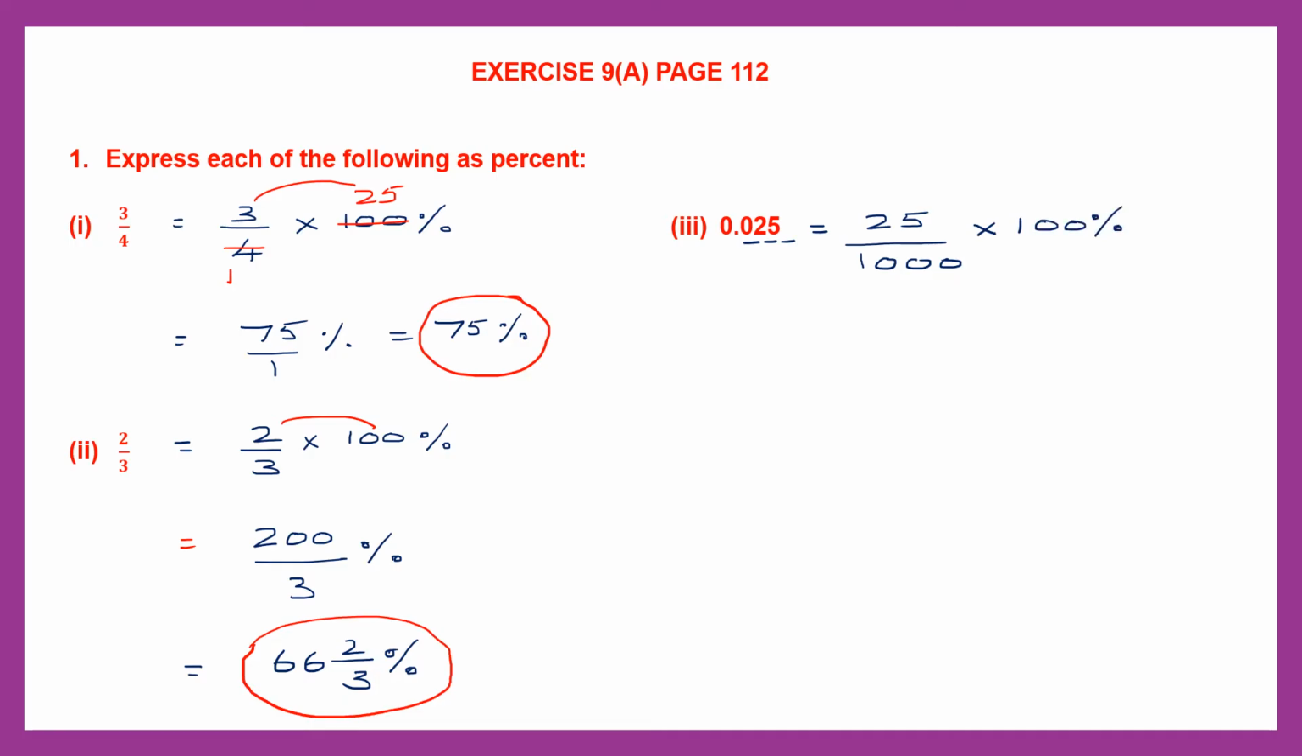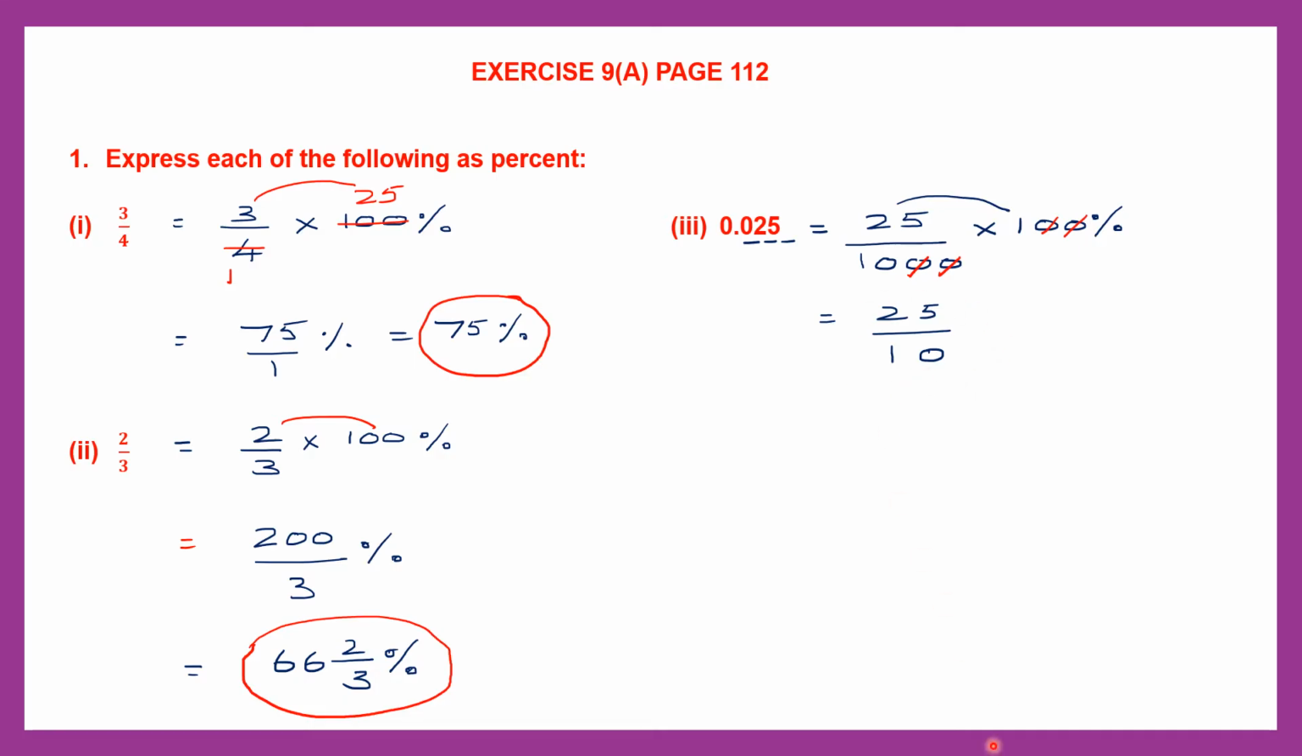So now it's become multiplication of fractions. I can cancel. Here there are 2 zeros, so I can cancel 2 zeros here. Now what do I have left here? I have 25 in the numerator, 25 into 1 is 25, and in the denominator I have 10. 25 by 10.